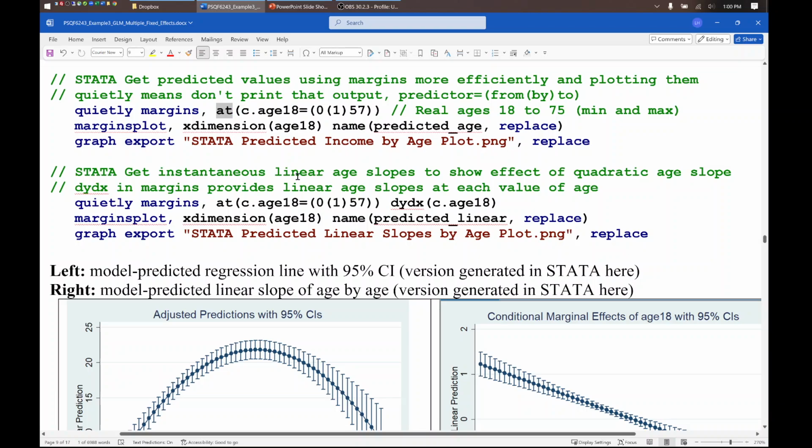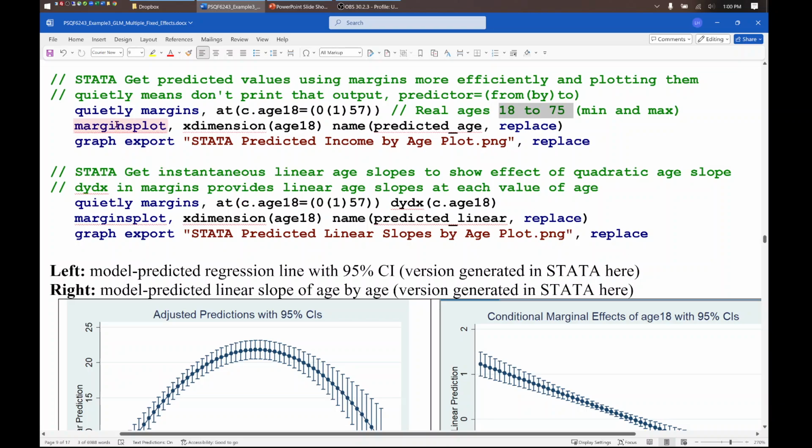So at is the function that is allowing me to control the range and the increment of the predictor's values. So what this is saying is start at 0 and in increments of 1. So I have here the from by 2 as the way to understand this. Start at 0, in increments of 1, go up to 57. And I did that because I wanted to get the range of age that was in the data set, and I had centered at 18. So I start at 0, end at 57, and that covers this range.